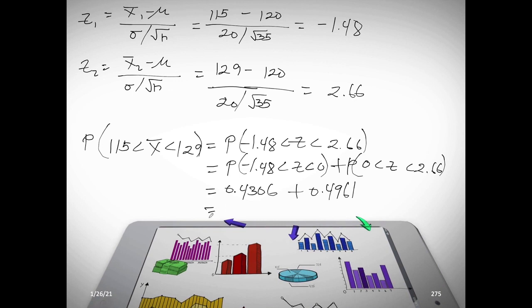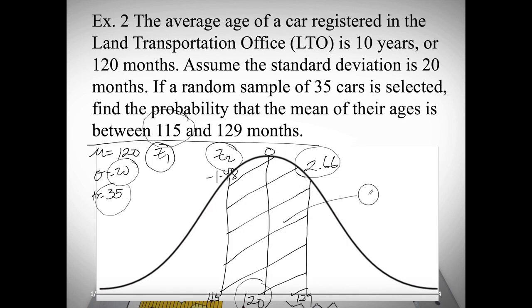This will be equals to 0.9267 or 92.67%, meaning to say 92.67% ito. Therefore, madaling salita, yung problem natin, the probability of obtaining a sample mean between 115 hanggang 129 months is 92.67%.